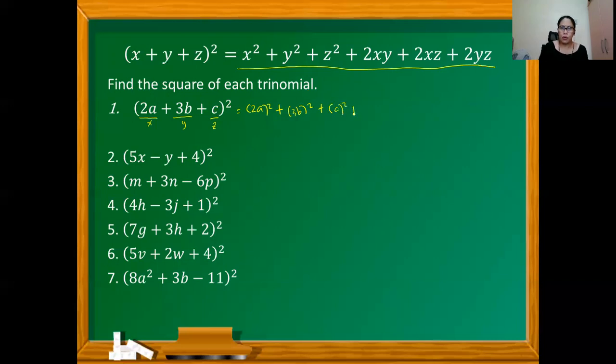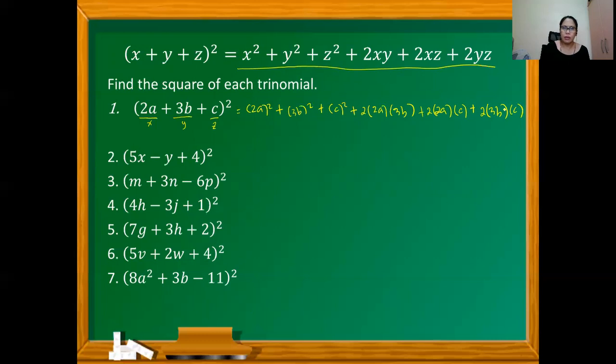Then the fourth term will be twice the product of the first and the second term. So this is 2 times the first term times the second term. And then the fifth term is twice the product of the first term again, so that's 2a this time times the last term. And then lastly, we have 2 times the second term, 3b, times the last term, c.